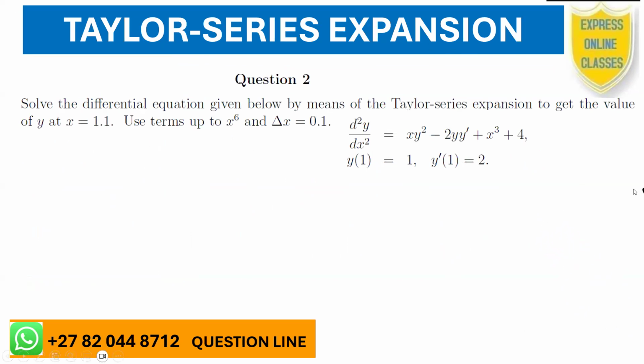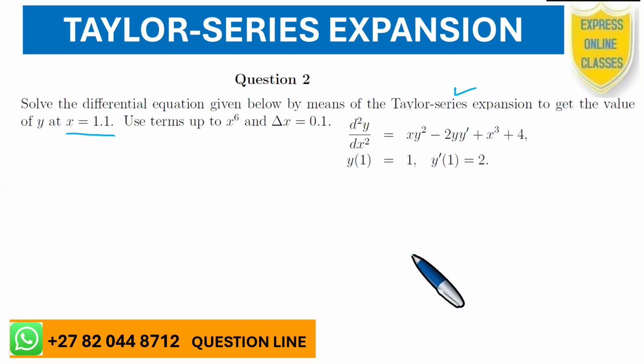The next approach is what we call the Taylor series expansion method. How do we deal with the Taylor series expansion in this case? We need to solve the differential equation given below by means of the Taylor series expansion to get the value of y at x equal to 1.1. Use terms up to x to the power 6. Delta x is 0.1, so we must go up to 1.1. Now, this is the differential equation in the case of the Taylor series expansion.